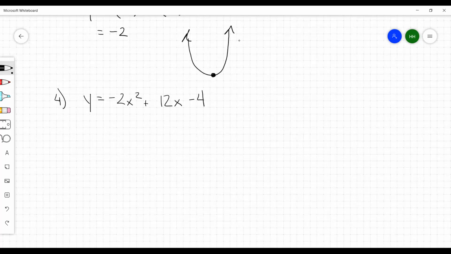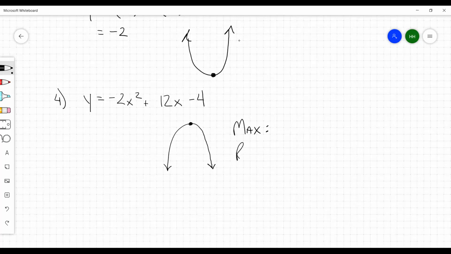But now, this graph, number 4, since A is negative, this graph is going to go down. Okay? So it's going to have a max value. The max value is your Y value at the vertex.